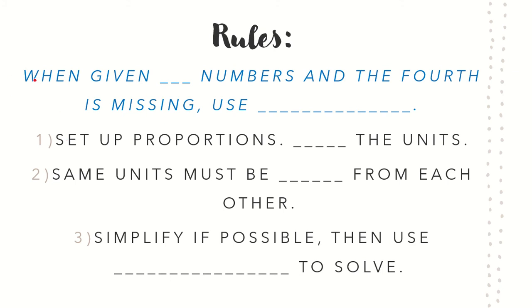Before we even get to our rules, there's a phrase last time that I taught you to remember. It's like a shortcut little hint. When given blank numbers and the fourth is missing, use... does anyone remember what the saying was? It was: when given three numbers in a word problem or situation, whatever, and the fourth number is missing, use proportions. That is the go-to situation for using proportions, and we're going to be applying this rule again in this topic too.